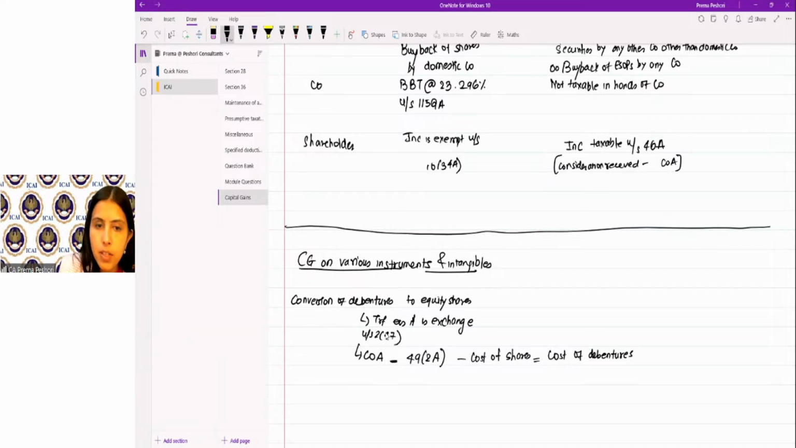Are we clear? What will be my period of holding? So period of holding is given under Rule 8AA. We just now discussed Rule 8AA. Where did we discuss Rule 8AA?